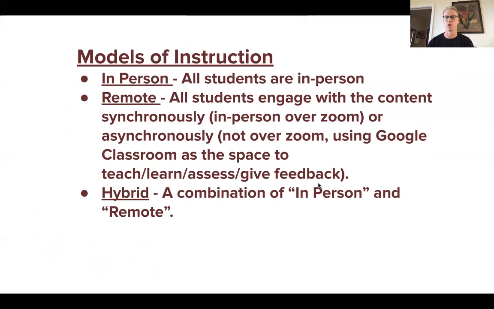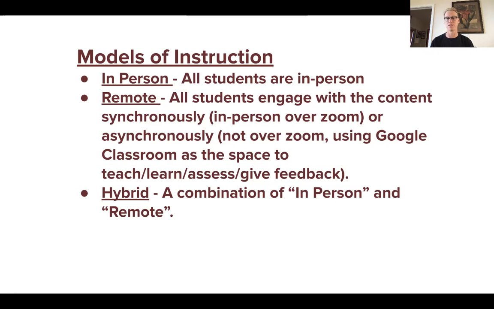So really quickly, just the three models of instruction. The first one being in person. That means all of the students are in person, as we all were for the most part last week. Secondly, all students being remote. That would be considered remote learning. That's everyone is learning either synchronously, which is in person or over Zoom, or asynchronously, which is not over Zoom, using Google Classroom as the space to teach and learn and assess and give feedback.